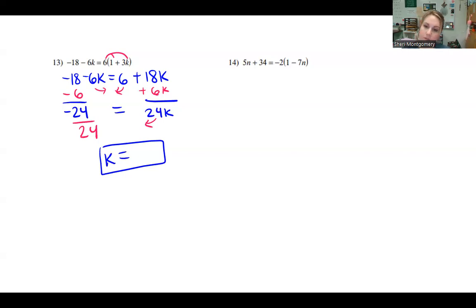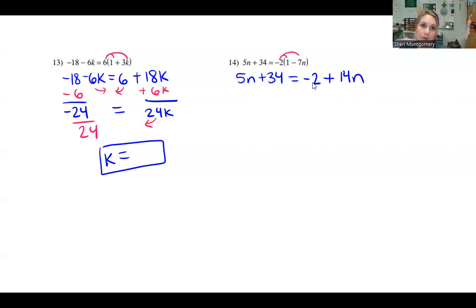Question number 14. First step, we want to distribute. So 5n plus 34 is equal to, we have negative 2 times 1, so we get negative 2. Negative 2 times negative 7, so negative times negative is positive, so positive 14n. So again, we have n's on both sides. We have 5 and we have 14. Which one's bigger? 14's bigger. So we'll bring over the 5n by subtracting.